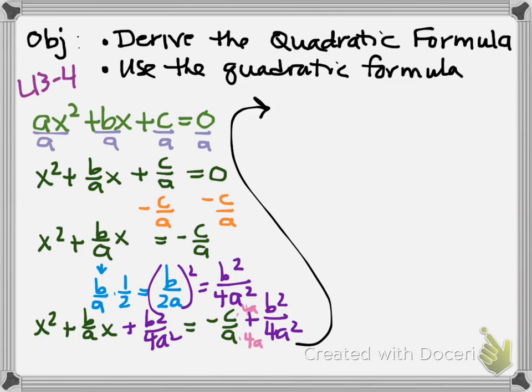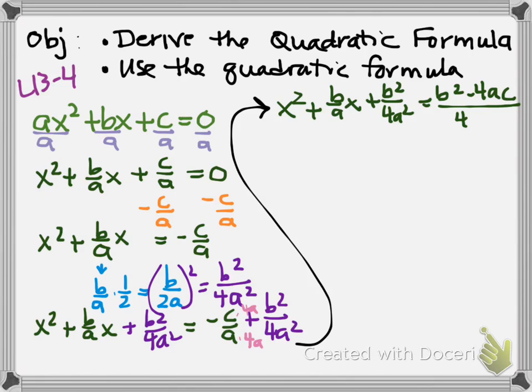So now what I have on the left is x squared plus b over a x plus b squared over 4a squared. Now, what's weird that I don't like is I have a negative term, negative 4ac, in front, so I'm going to rearrange it and put the positive in front. So that means I'm going to have b squared minus 4ac all over the 4a squared. Okay. Now I'm ready to factor.